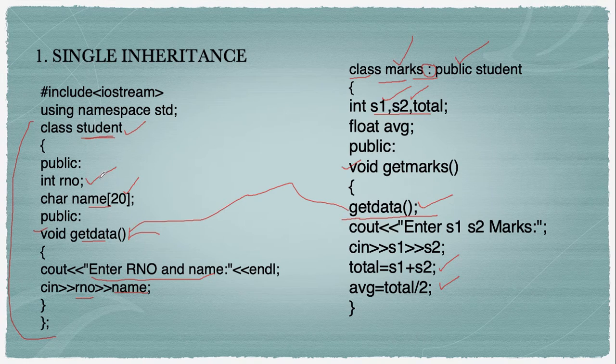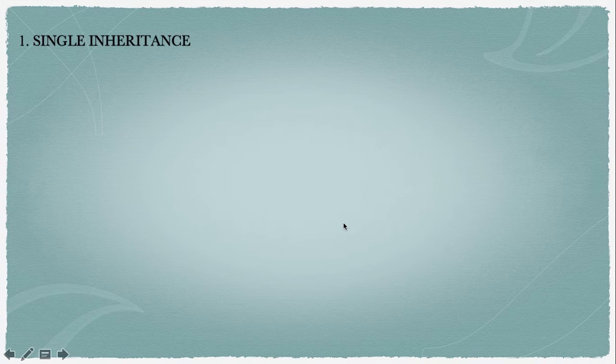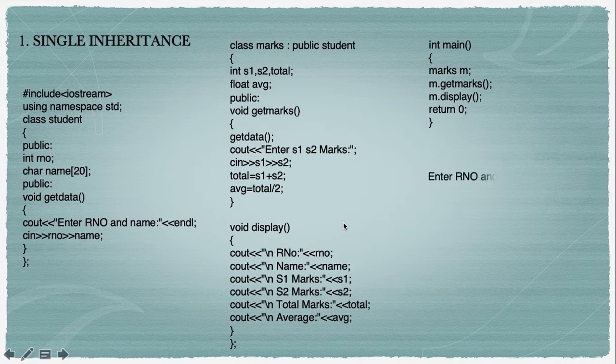In the student class, I have two variables and one member function, whereas marks is a derived class. In this derived class, we have three numerical variables, integer variables, one float variable, and a member function called get marks, which calls the get data.